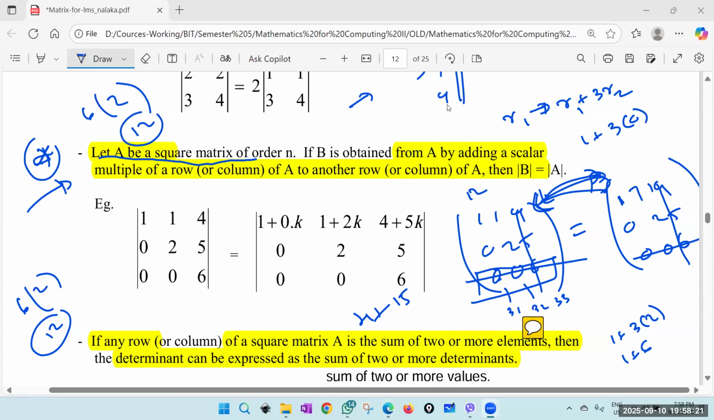Yeah, those methods are used in solving simultaneous equations. Yes, so that is why we are doing these properties. All these properties we later use in solving linear equations, systems of linear equations, or calculating inverses and so on.